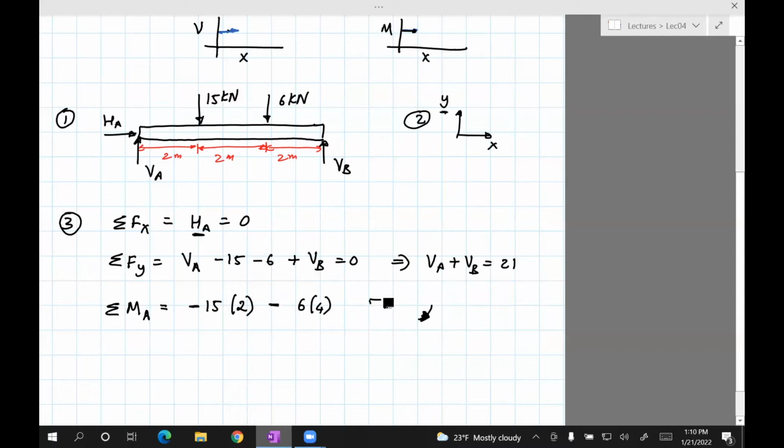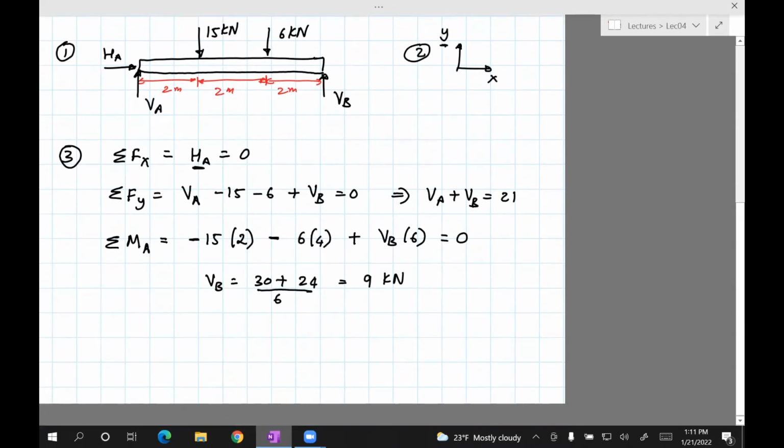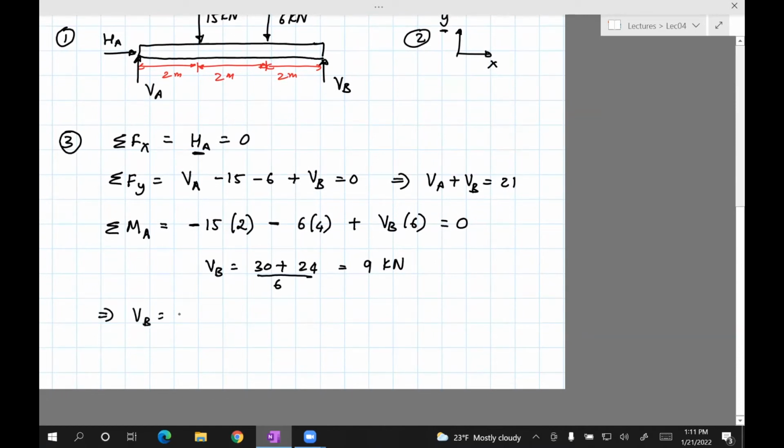Okay, similarly, we can reason out that the moment due to VB acts at a distance of 6 meters from A. And since it's upwards, it will induce a positive moment. So all that should equate to zero. And this means we need to just solve for VB to get 30 plus 24 divided by 6. That should be 9 kilonewton. It's 9 kilonewton because our forces in this case are all in kilonewtons. So you solve for VB, 9 kN. We can solve for VA. It's going to be 21 minus 9, which is 12. So how did I get this? Well, I used this equation right here.